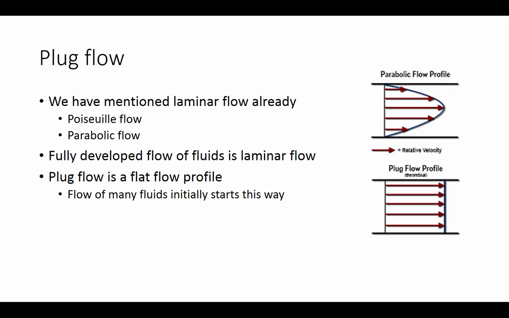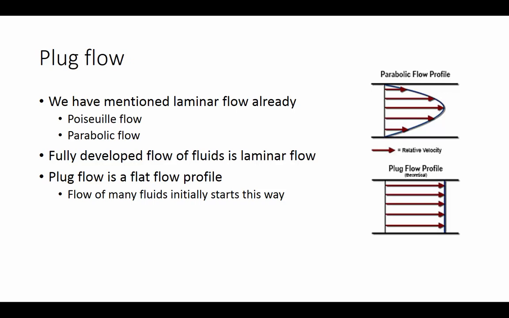When we knocked off on Tuesday, we were talking about flow of saline into a catheter to flush out blood. And then I was just about to talk about plug flow. So we've talked about laminar flow, and we've talked about that parabolic flow profile where the velocity at the center line is the highest, and the velocity at the tube walls is zero.